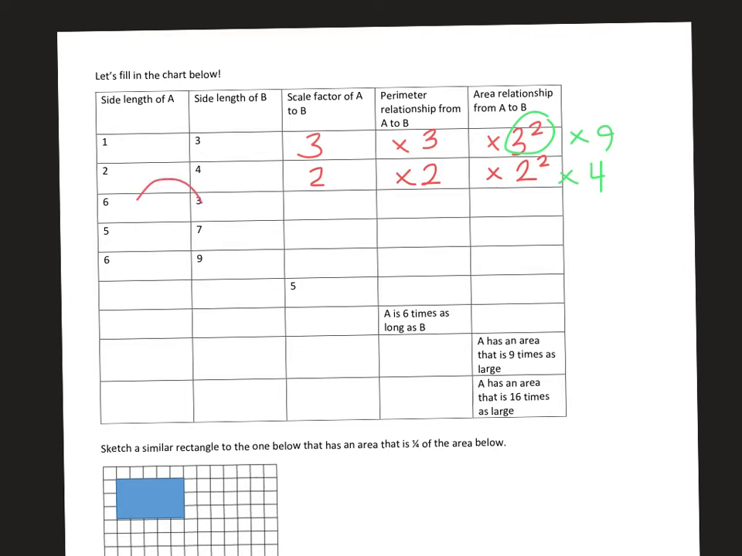So if I have 3 to 6, 6 to 3, 3 divided by 6 is 1/2. So my perimeter factor is going to be times 1/2. And my area relationship is going to be 1/2 squared, which is 1/2 times 1/2, which is 1/4.